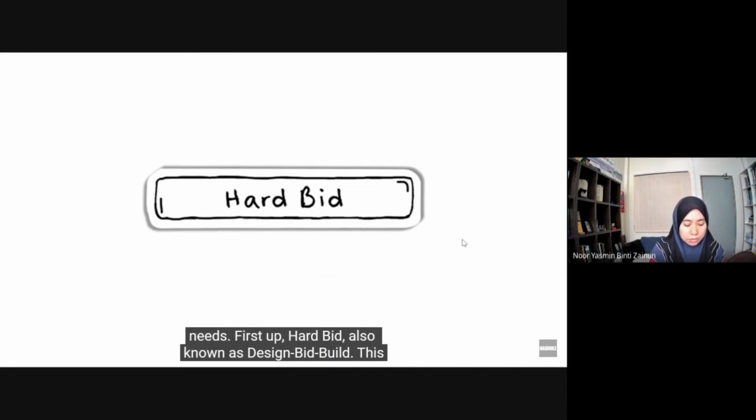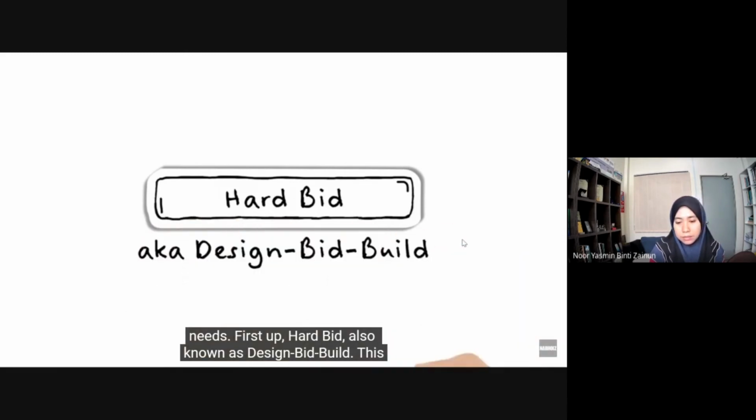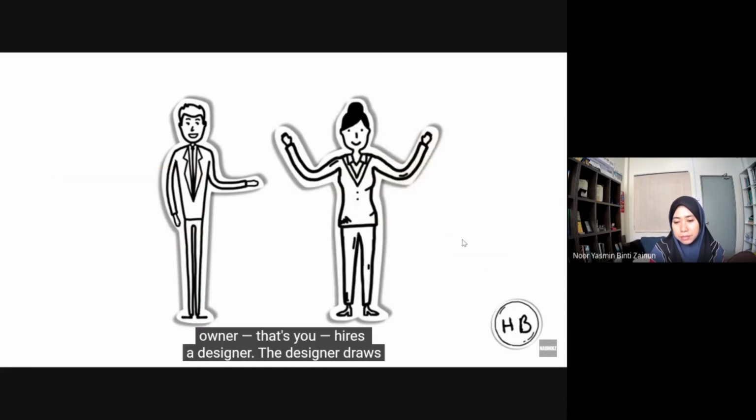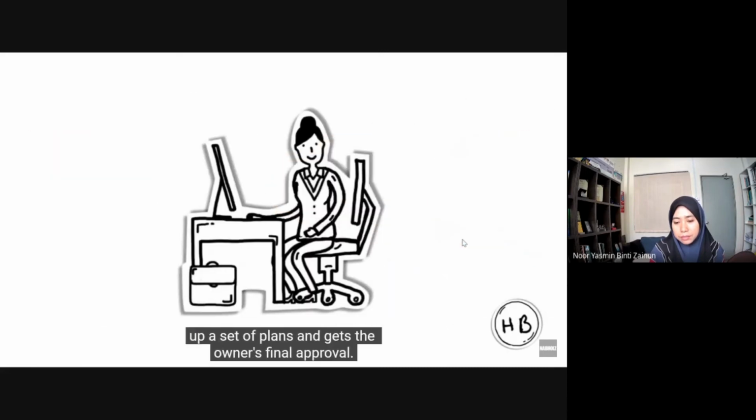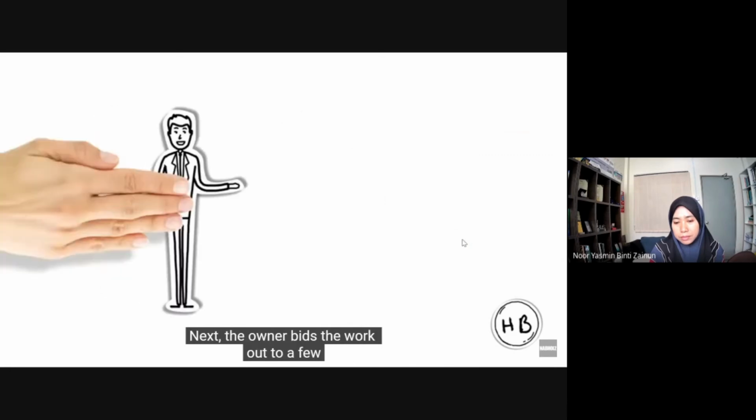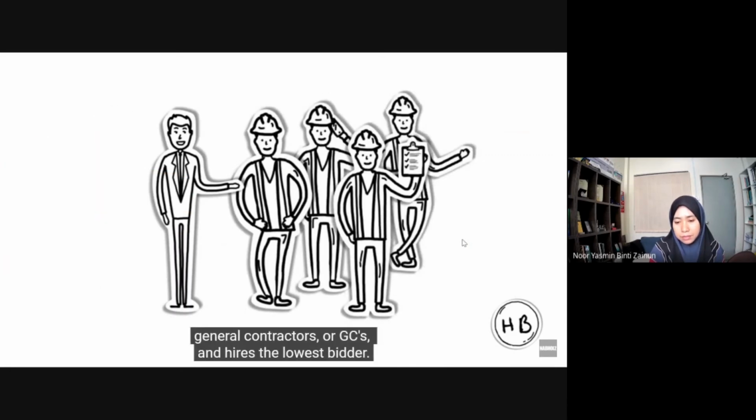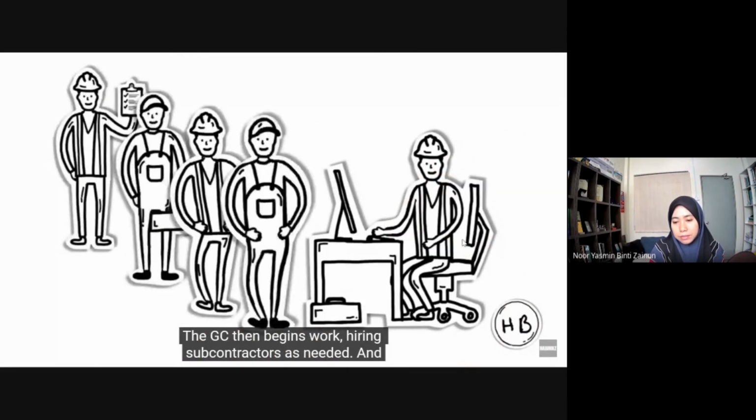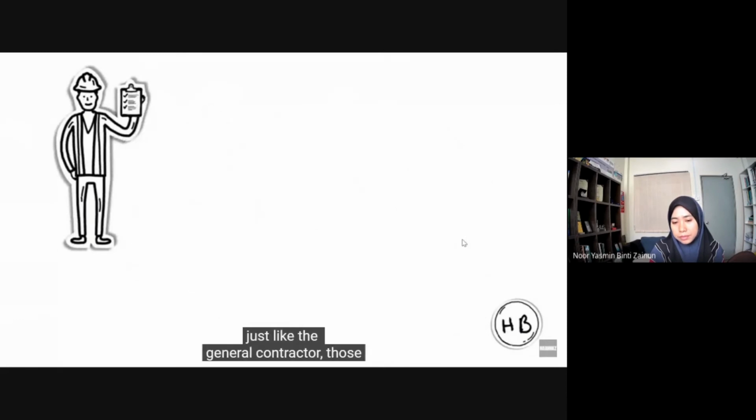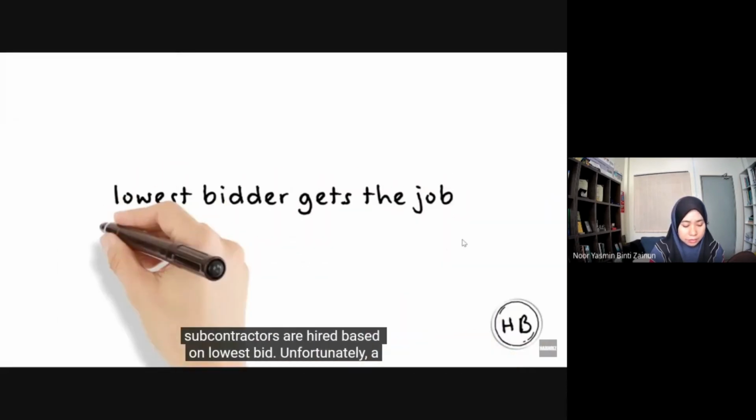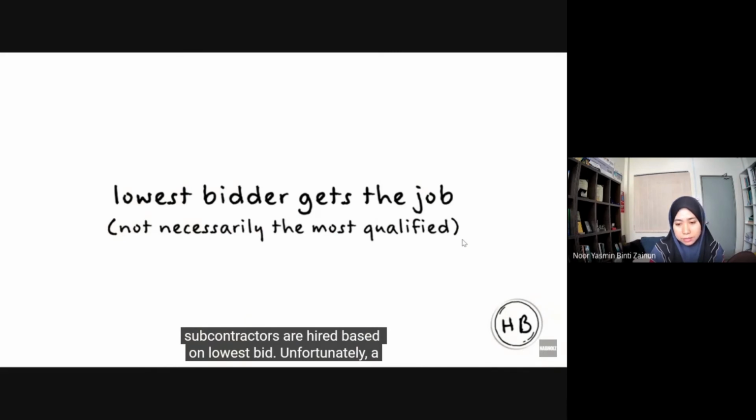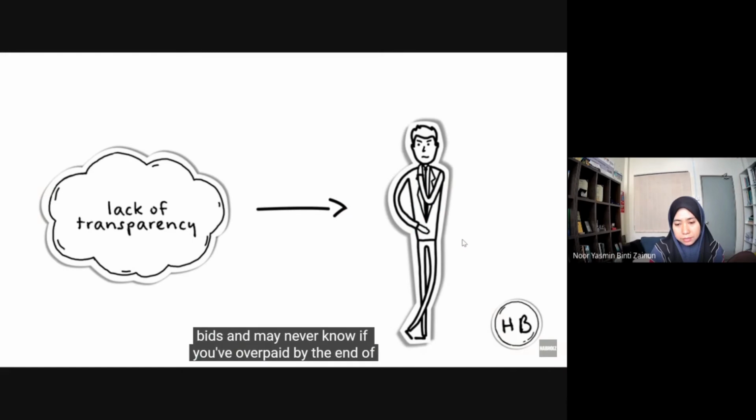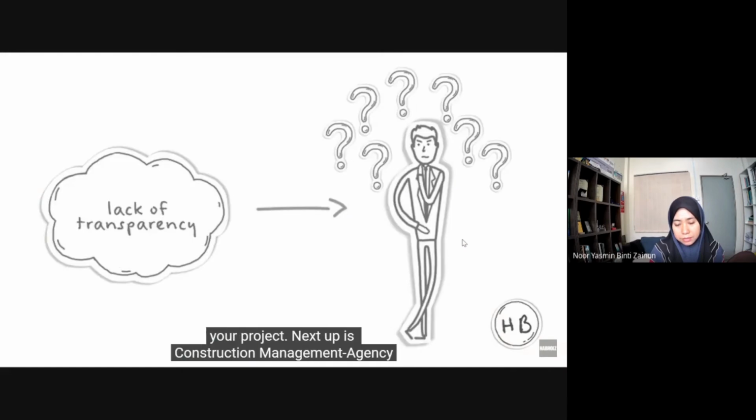First up, hard bid, also known as design, bid, build. This method is pretty straightforward. First, the owner, that's you, hires a designer. A designer draws up a set of plans and gets the owner's final approval. Next, the owner bids the work out to a few general contractors, or GCs, and hires the lowest bidder. The GC then begins work, hiring subcontractors as needed. And just like the general contractor, those subcontractors are hired based on lowest bid. Unfortunately, a lack of transparency means you don't normally get to see those bids and may never know if you've overpaid by the end of your project.